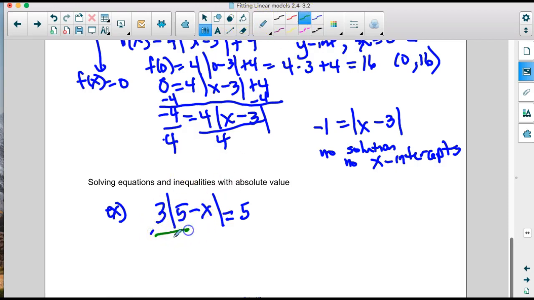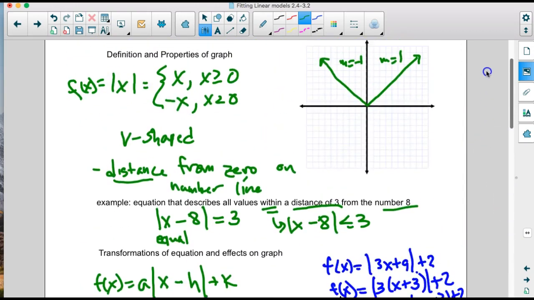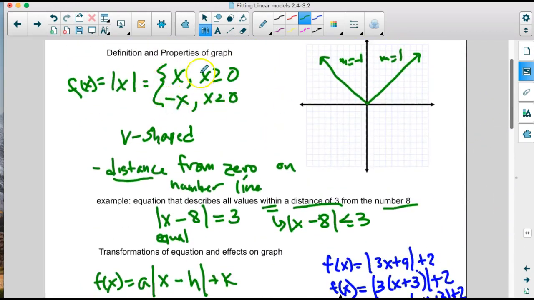So we divide by 3 on both sides. So we'd have the absolute value of 5 minus x equals 5/3. Now this can happen because it's absolute value and it's a positive number here, so this can happen. So what we would do there is we would use this piecewise definition up here to write two different equations, because that's what we have here. We have two different equations.